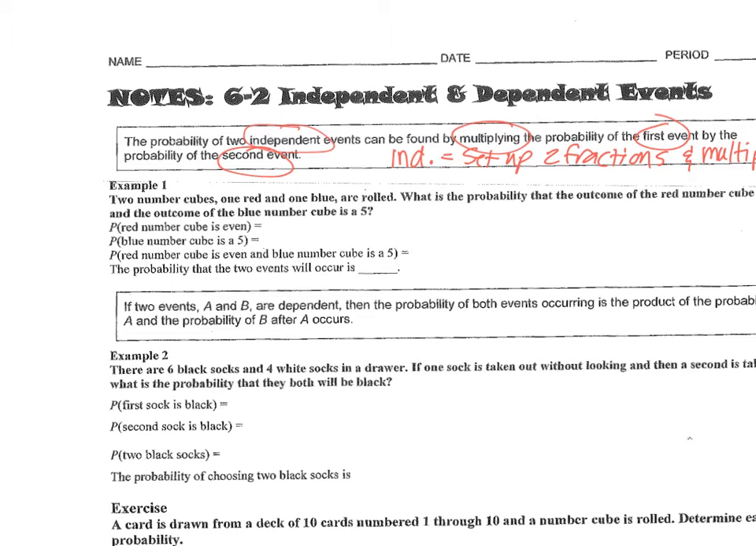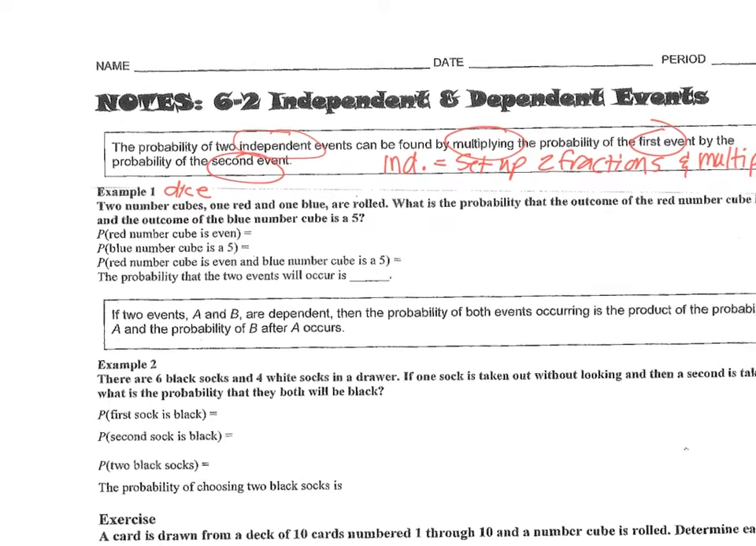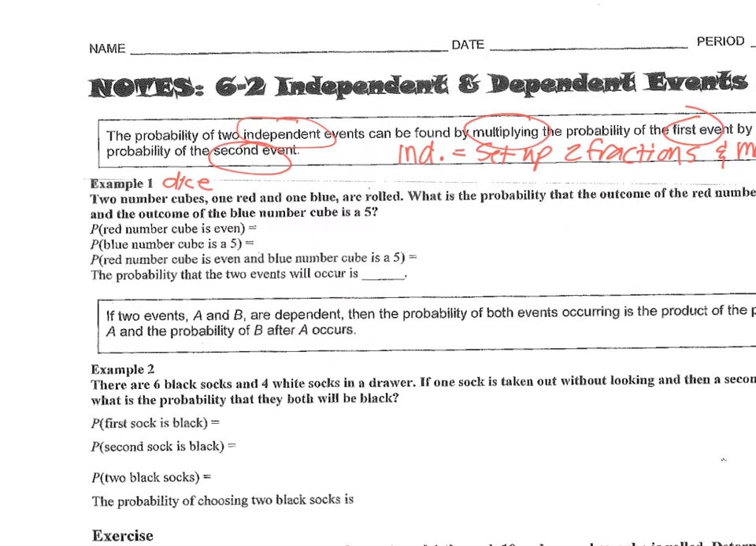Okay, so example 1. Two number cubes. What's a number cube? It's a cube that has a number, so like a dice. Just a dice. How many sides are on a dice? 6. There are 6 sides on a dice, so 1 through 6. 1 red and 1 blue are rolled.